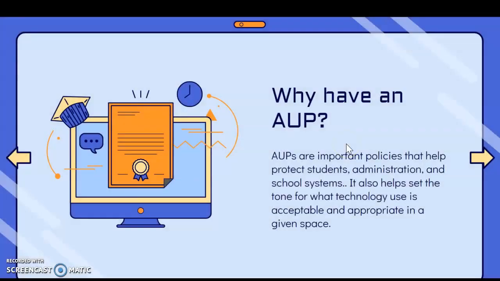So, why have an AUP? AUPs are important policies that help protect students, administration, and school systems. Not only that, it also helps set the tone for what technology use is acceptable and appropriate in a given space.